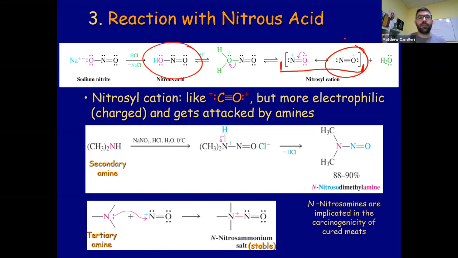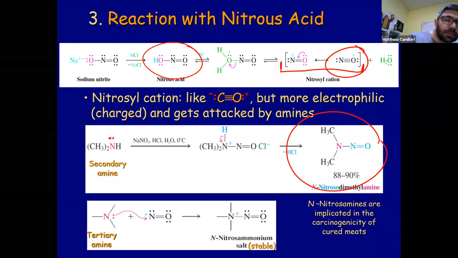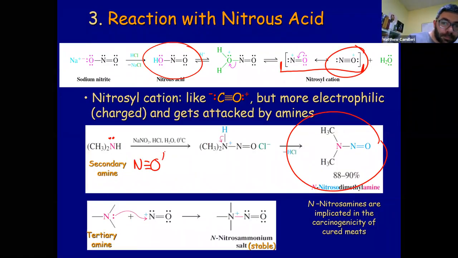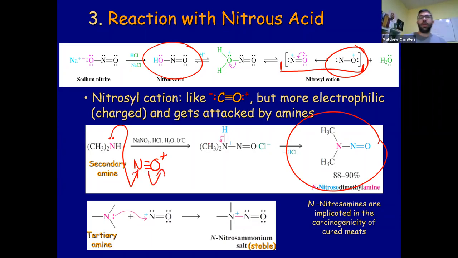So what happens? Because it is an electrophile, and electrophiles tend to be good Lewis acids, it reacts with a Lewis base such as an amine and forms this compound here. So what you'll get is that reaction, transferring the negative charge onto this nitrogen. Then you can lose a proton to form a nitrosodimethylamine. So this is the nitroso group.